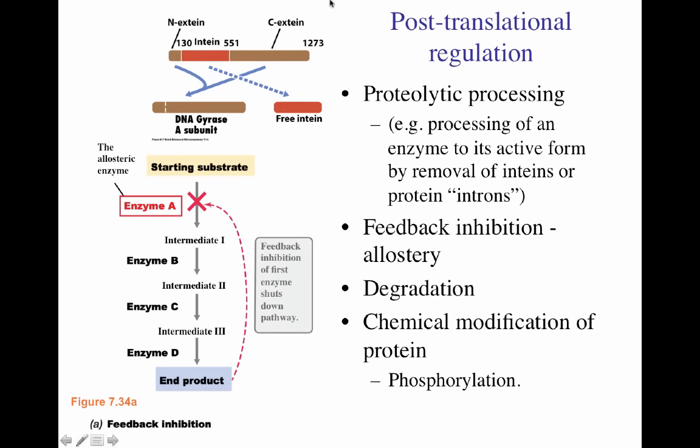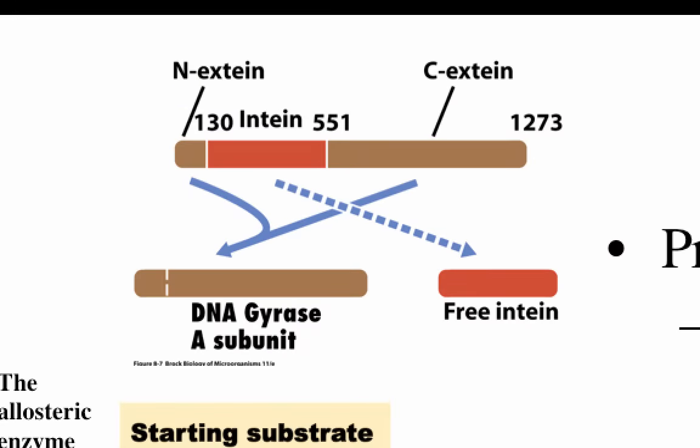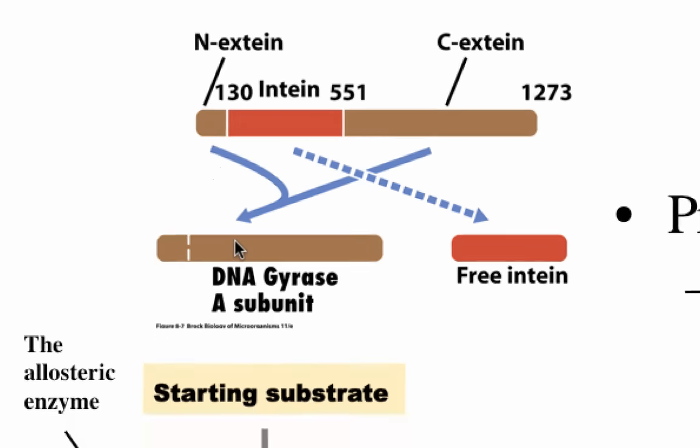So let's take a look at two examples of post-translational regulation, which happens after the protein is made. For example, you can have proteolytic cleavage. An enzyme could be made as a pre-protein. For example, DNA gyrase is made as a protein that contains an intein. An intein is the protein equivalent of an intron. That intein needs to be removed, and once the intein is removed, you now have the active subunit.